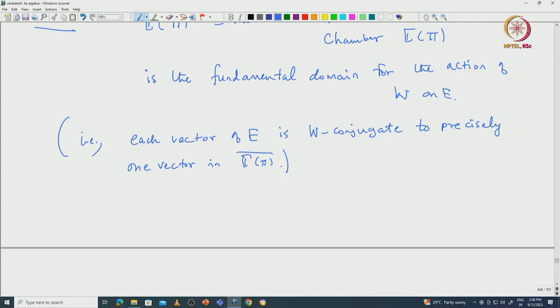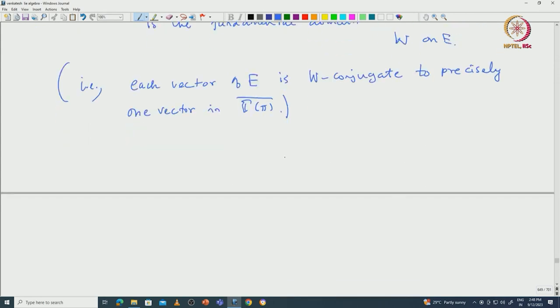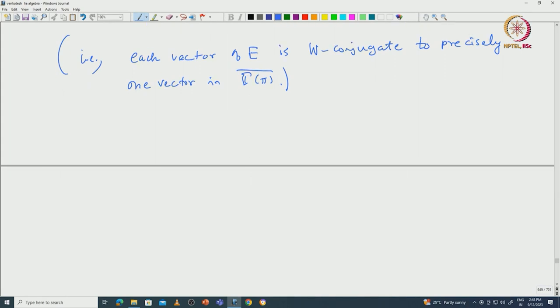Okay. So, there are two things to prove here. Given lambda in E, we have to prove there exists a W conjugate of lambda that lies inside the C pi bar, and there exists a unique vector in C pi bar that is conjugate to lambda. That means if lambda, mu are in C pi bar and W lambda is equal to mu, then we need to prove that lambda must be equal to mu. Okay. So, let us prove this.